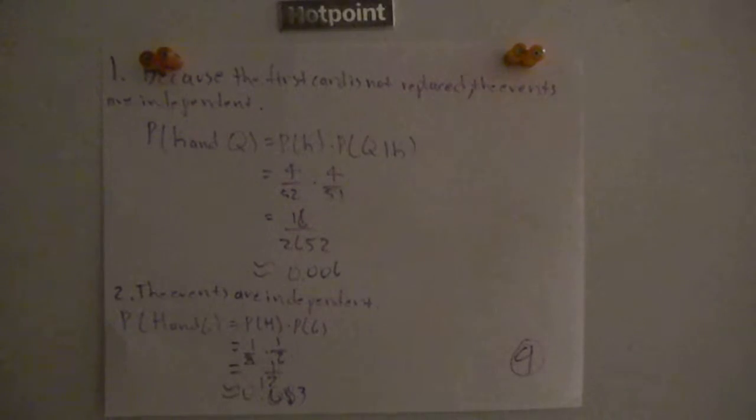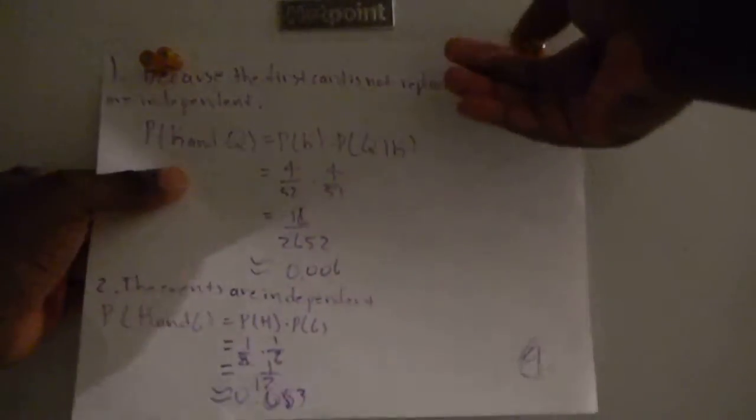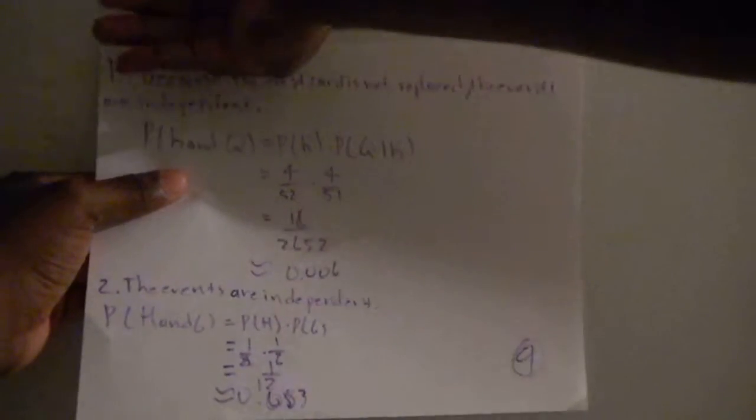The probability of H, or probability of heads, and 6 equals the probability of heads times the probability of 6, which is 1 over 2 times 1 over 6, which is 1/12, which is roughly 0.083. This completes the first segment of the video.